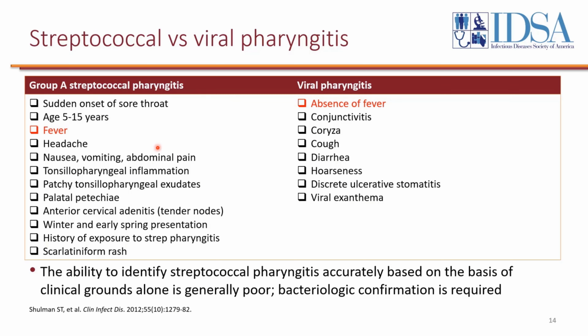So the most important is absence of fever suggests that it's a viral pharyngitis, whereas if you do have fever as part of the triad, it's more suggestive of group A streptococcal pharyngitis. Now, if you use these criteria, it's more suggestive. It doesn't really confirm. So if someone has fever, it still needs to be confirmed by bacteriologic culture.